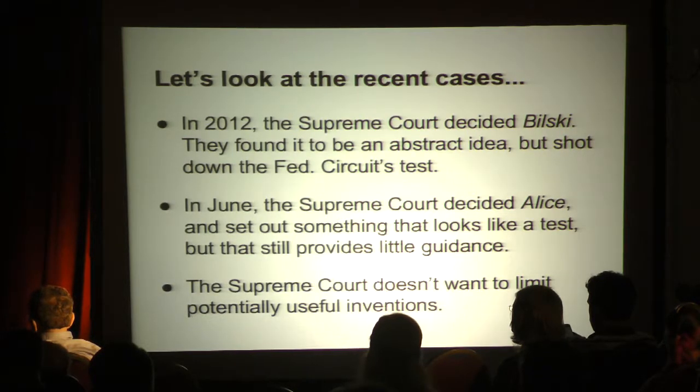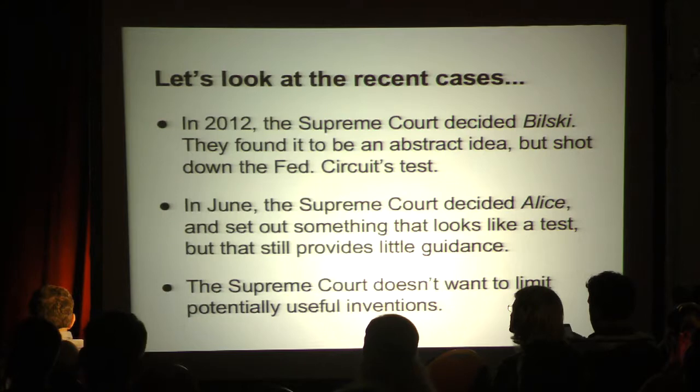The machine or transformation rule was a very easy to apply test. We have a process or a system or whatever. Is there some actual device involved here? Or does it create some transformation in the world around it? So for example, the rubber case where they were curing rubber. That software made a transformation take place in the real world. In the machine or transformation rubric, it made my job very easy as a patent attorney. All I had to do was add using a processor to one of the steps, like calculating using a processor, and I was done. So I was a little disappointed in Bilski, personally.